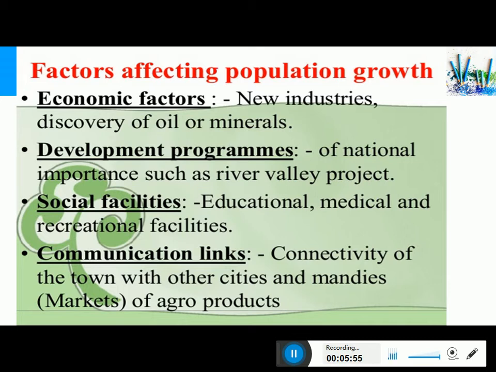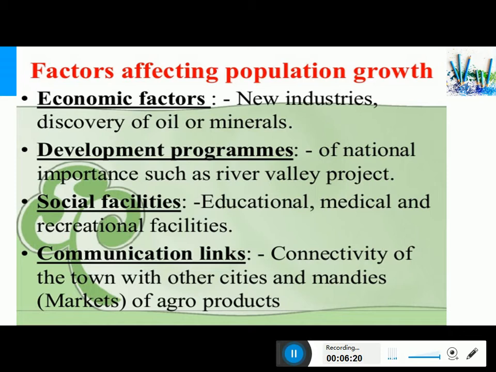And social facilities, people tend to migrate also because of the educational, medical and recreational facilities. Like you might have seen some places are important for educational needs. People tend to migrate because of their children's good education, and also due to the better medical facilities.